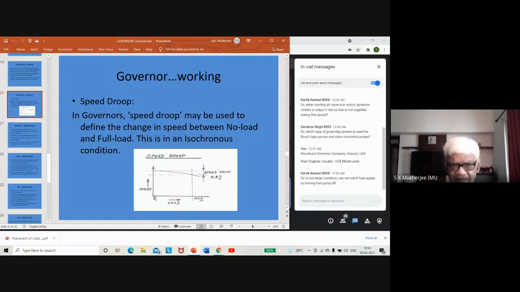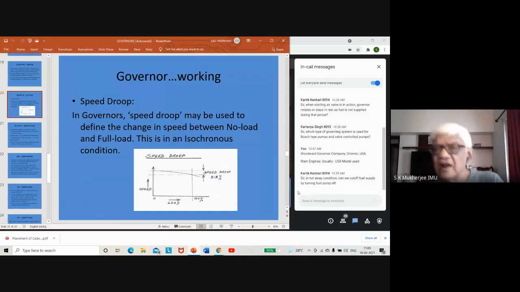Now here is the graph. This is the full load condition. That means, say 800 RPM. It is running at 800 RPM when there is no load on the generator. When there is full load on the generator, the RPM will drop by 2 to 3%, which means 16 RPM. That means 784 will be the RPM where the no load speed is 800. It is acceptable. It is accepted. And in between, if the load is half, maybe it will run at 795. So this is speed droop and it helps to reduce hunting.